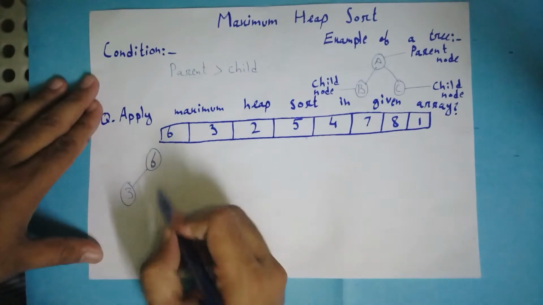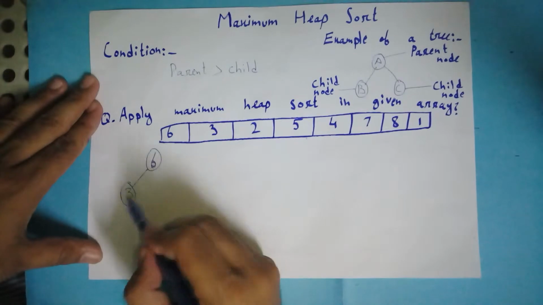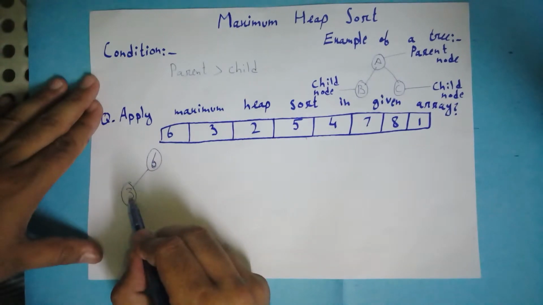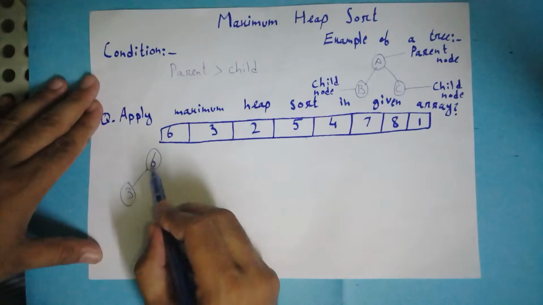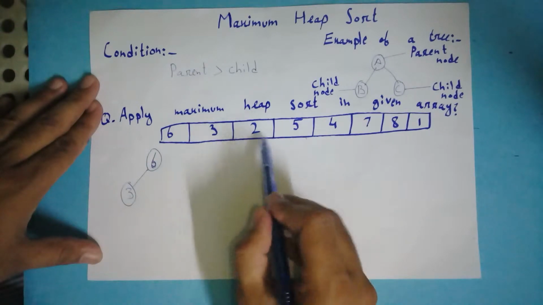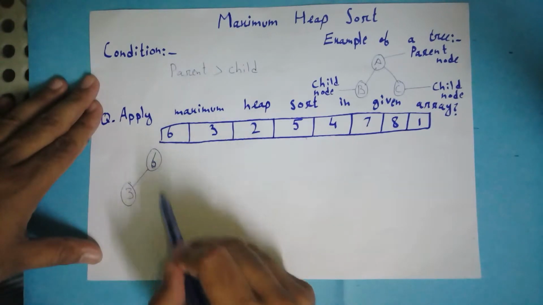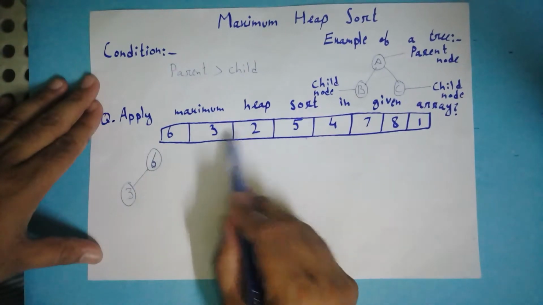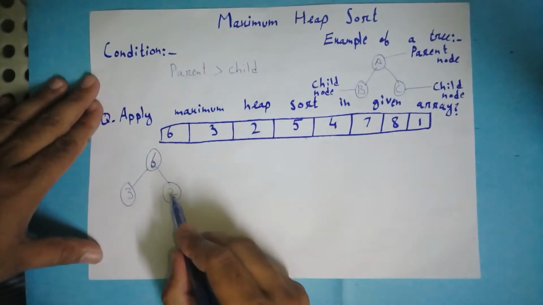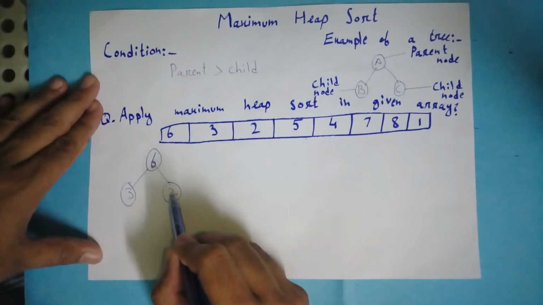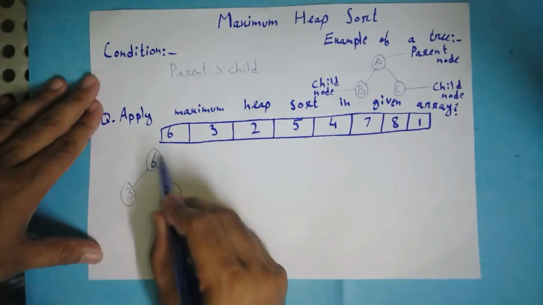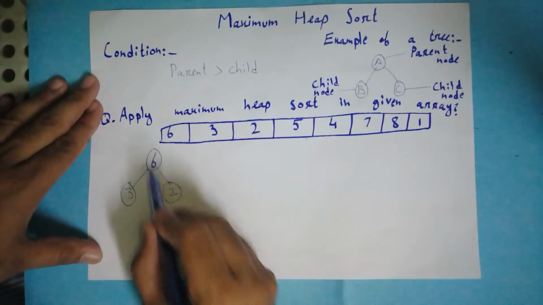Now I check the condition. That one is a child node of this node, and the value of the child node is less than the parent node, so the condition is true. Now I go back to the array and get the next value. After 3 the next value is 2, so I write 2 over here. Again I check the condition. It is true because this is a child node of that node, and 2 is less than 6.